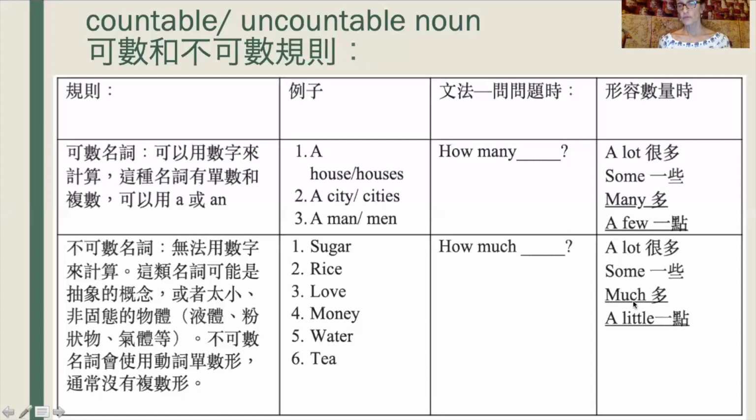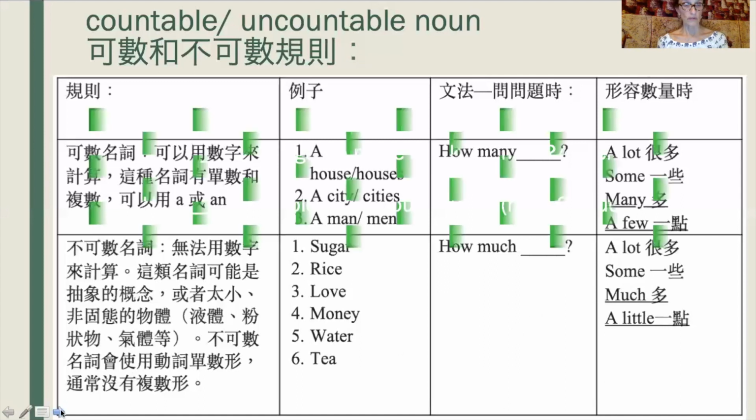Or you could also use these same words: a lot, some, much, a little. These are a little bit more vague. Okay, so that's all there, but I do have one exercise that I want you to try.